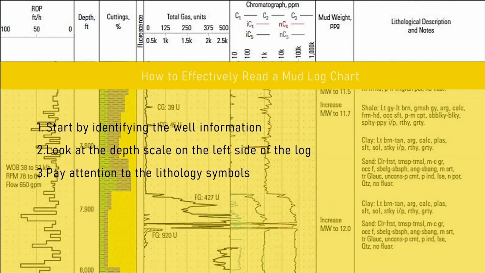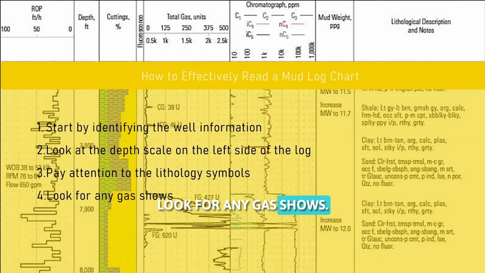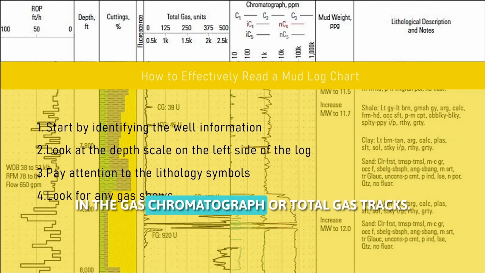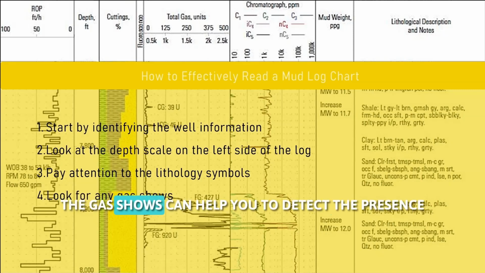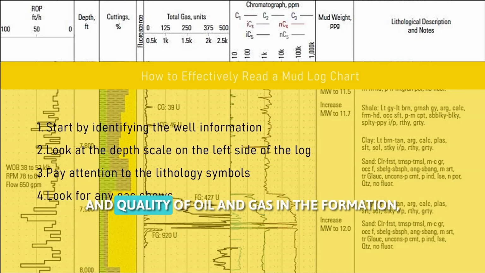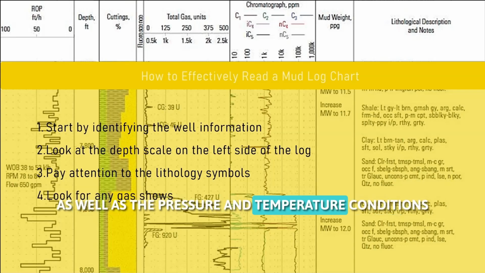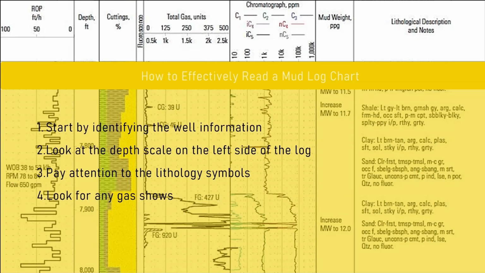Look for any gas shows. These are usually indicated by spikes in the gas chromatograph or total gas tracks. The gas shows can help you to detect the presence and quality of oil and gas in the formation, as well as the pressure and temperature conditions of the wellbore.